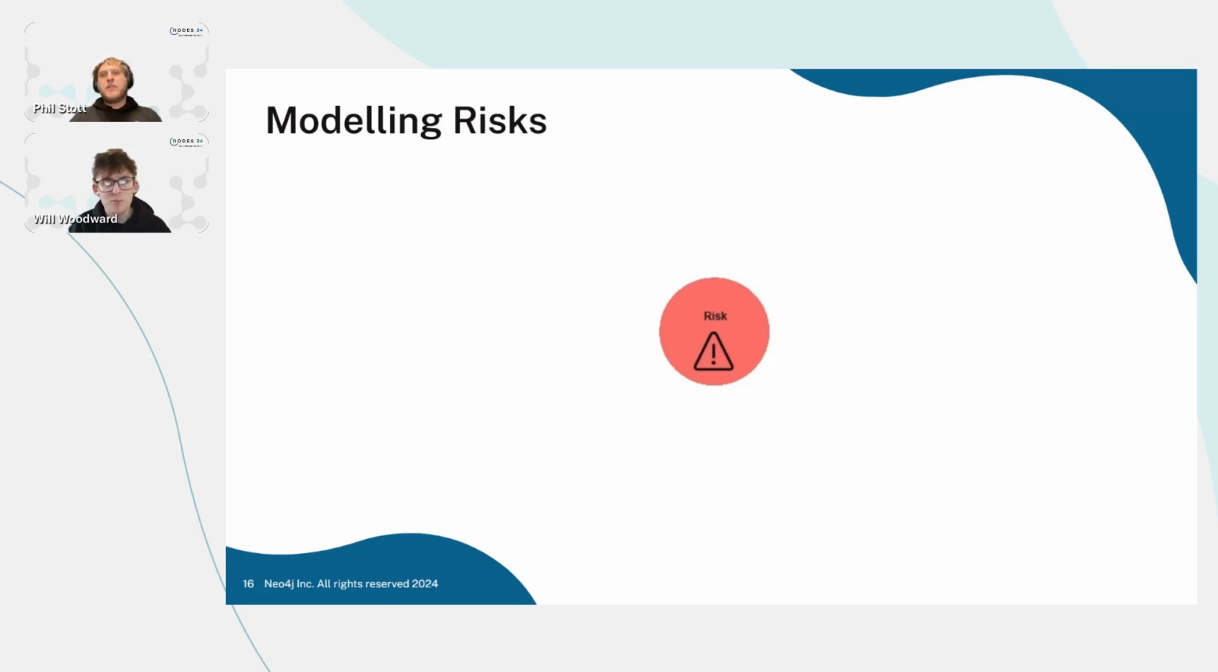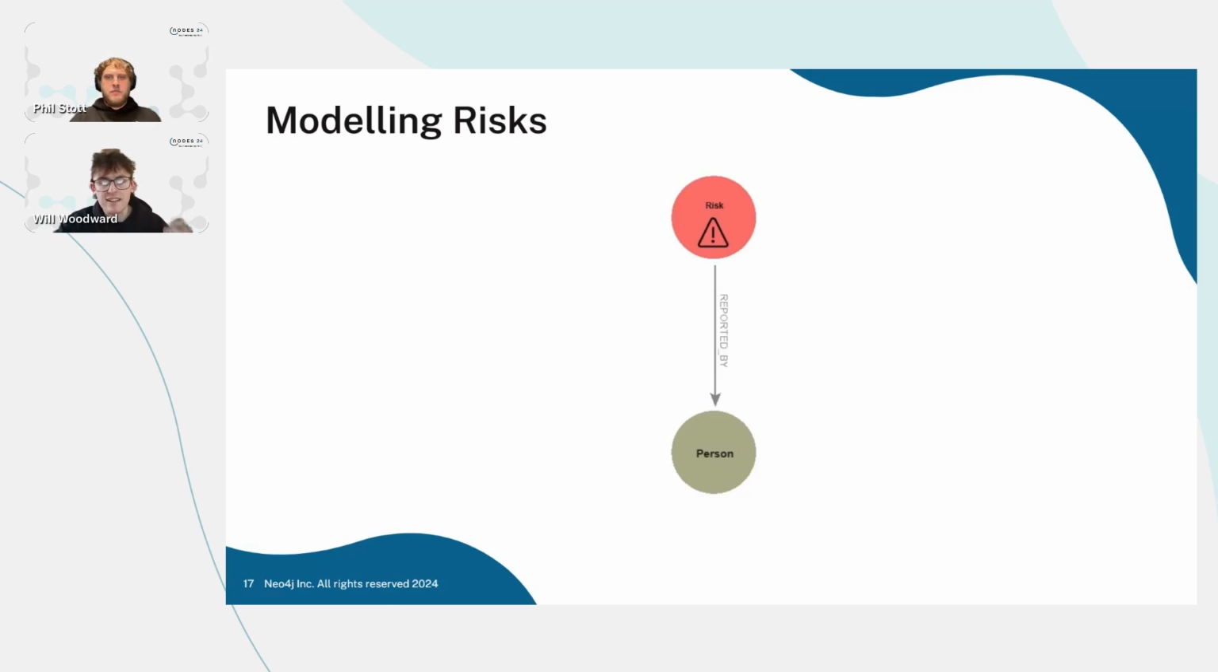Yeah, cool. Whenever we start thinking about modeling this, especially as a risk register, it seemed to make sense starting with a risk node and then building out from there. So as you can see, we started with a risk node. You can start to add things like, say, people. A risk was reported by a person.